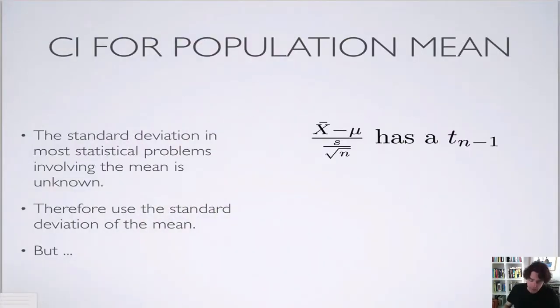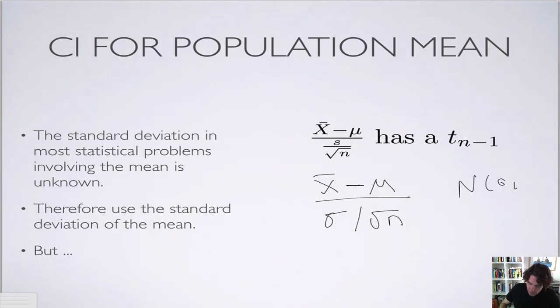If the data were normal, then we could take the average value, x bar, subtract the mean, and divide by the standard deviation of the mean, which would be sigma over root n. This would then be normally distributed with mean 0 and standard deviation 1. But most of the time, we actually don't know sigma. So that's the problem. So what can we do? Well, we can plug in the sample standard deviation, s over root n, for sigma over root n.